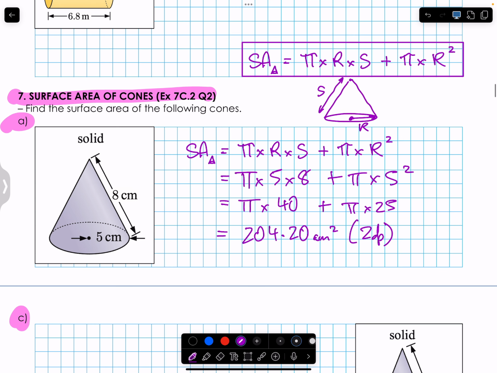Can you stop the timer now? How long did that take? 40 seconds. Please keep that in mind.